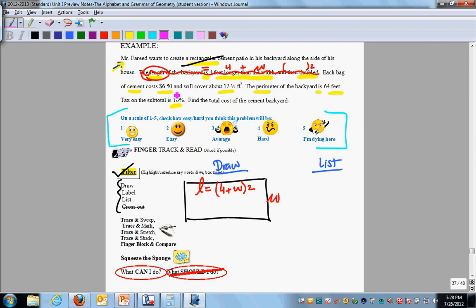Each bag of cement costs $6.50 and covers 12.5 square feet. That's not a diagram, but that's information we need, so we're going to put it on our list. We're going to write cement, costs $6.50, and covers 12.5 feet squared. So one bag of cement is going to cover 12.5 square feet. Write that down. Cross it out.